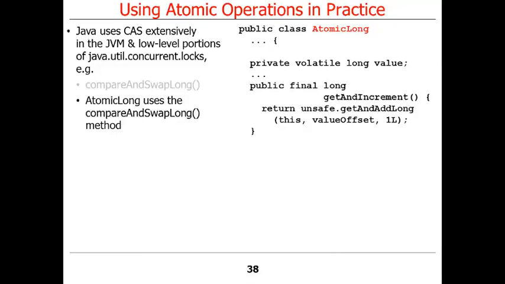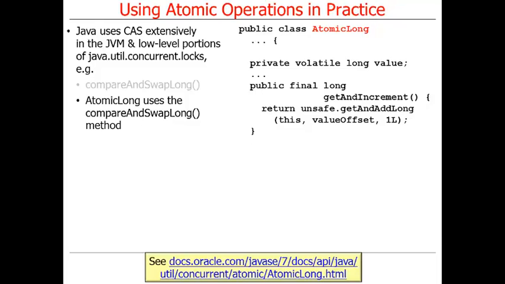So this is what the code would look like. AtomicLong, which the grad students have to implement for the assignment, has a volatile long, which is the value that's being atomically incremented and decremented. Then the getAndIncrement method calls Unsafe getAndAddLong. It takes this, which is the object the method is called for, the value offset, which is the offset of the field from the beginning of the object, probably something like 4, and then what we want to add, which in this case is the value 1.